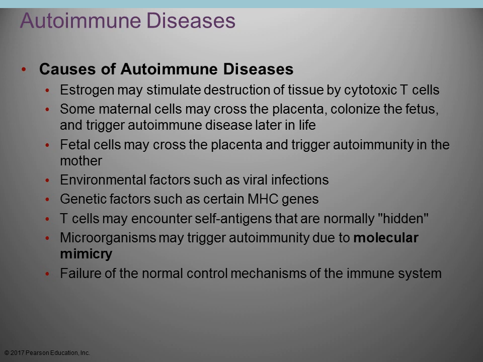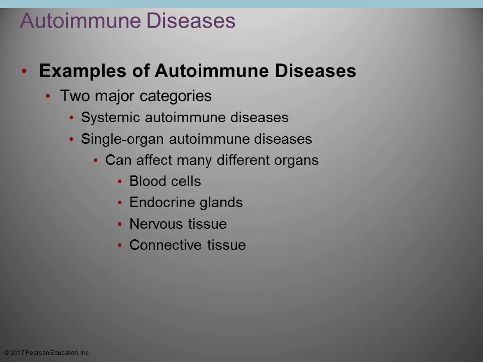What are some of the causes for autoimmune diseases? We don't know all the causes. It appears that certain hormones like estrogen may stimulate some of the destruction of tissues by cytotoxic T cells. Sometimes it may be environmental factors. Some of it may be genetic factors. And abnormal regulatory controls of the individual's immune system. There are different categories. Some autoimmune diseases may be systemic. Some of them may just be affecting a particular organ.